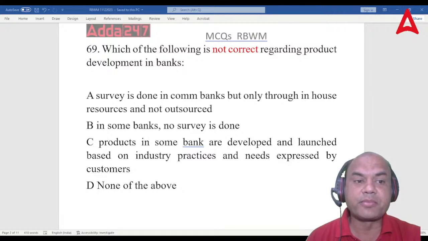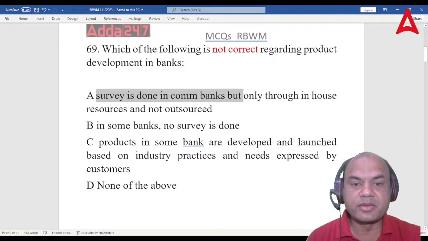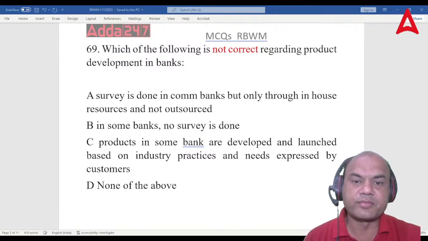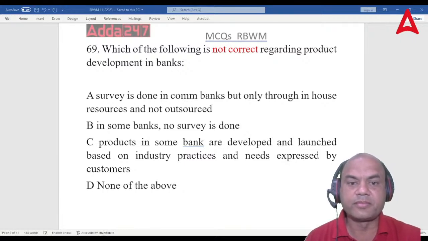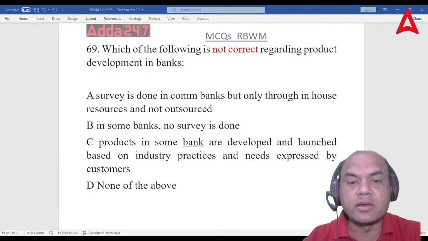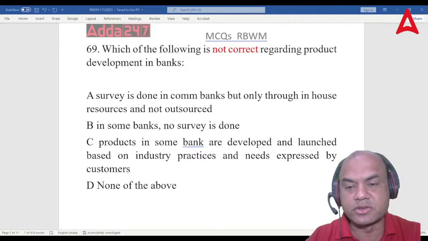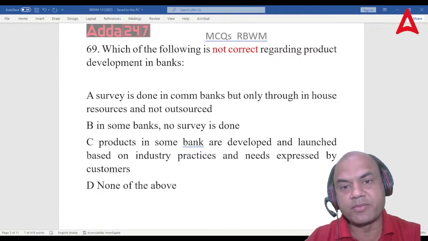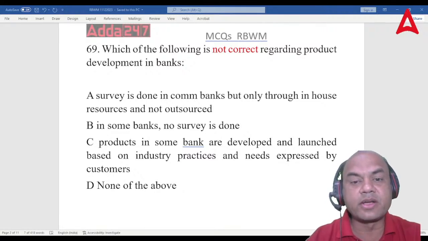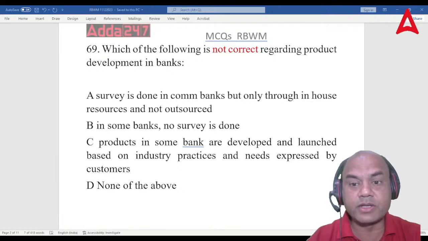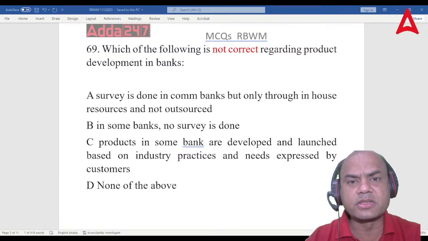Now think, everyone think. I'll wait for half a minute because this is a typical one. See here. Survey is done in commercial banks, but only through in-house resources. So firstly, what are commercial banks? Commercial banks are nationalized plus private, both the banks are commercial banks. So do they survey in-house? Think over it. Number two, no survey is done in some banks. It happens in many of the banks. Many of the cooperative banks, no survey is done.